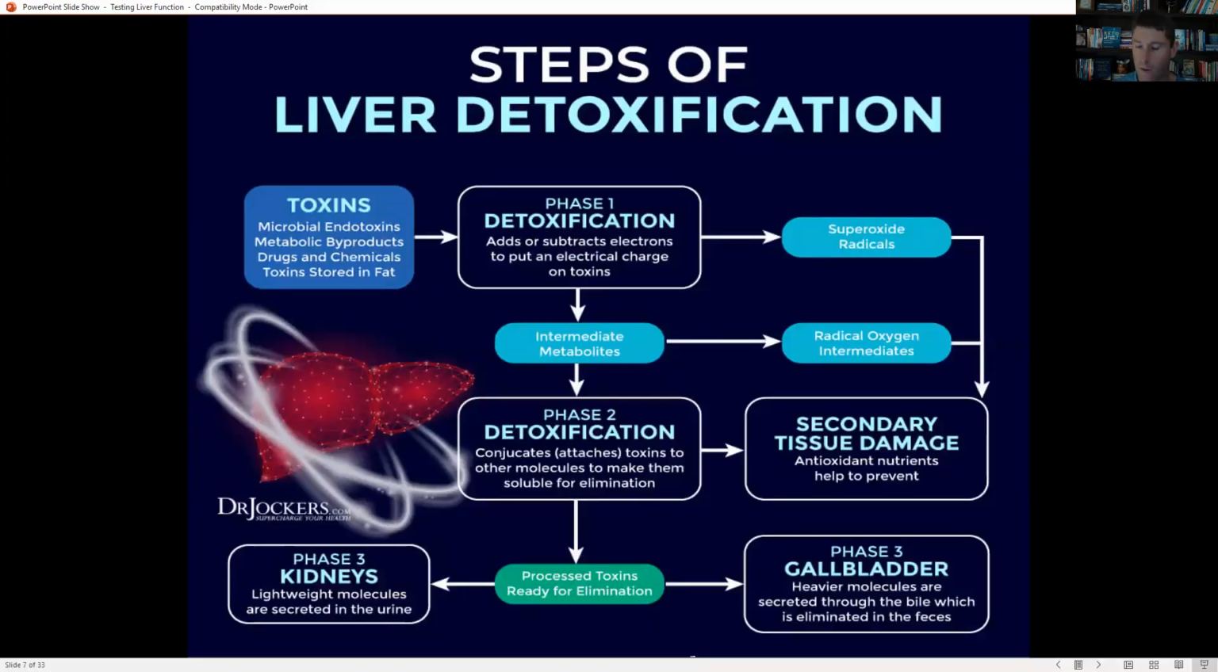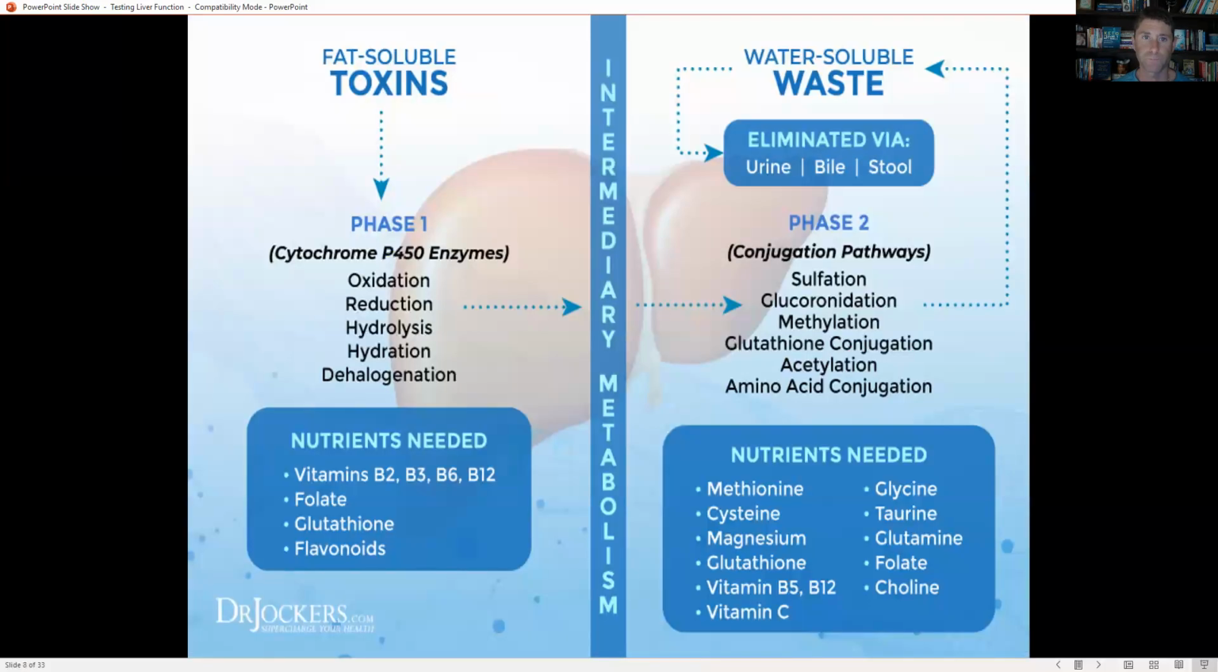So they go to the kidneys, they go to the bile, obviously, which we store in our gallbladder, but we produce in our liver, helps bind them and excrete them, right, through the colon or through the urine. And so again, fat soluble toxins come in, we've got to convert them into a water soluble form that we can remove. So phase 1 is really led by these cytochrome P450 enzymes. We go through this process of oxidation, reduction, hydrolysis, hydration, and dehalogenation.